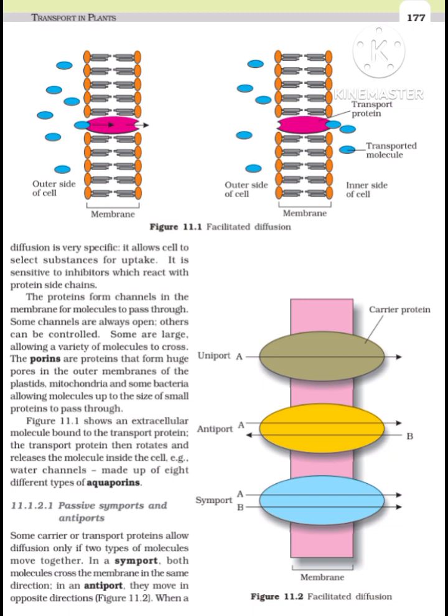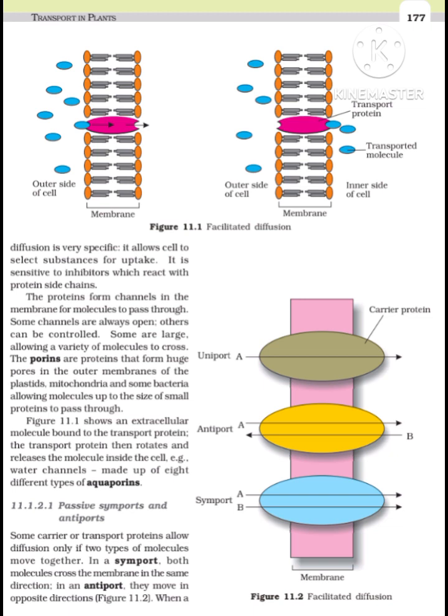The porins are proteins that form large pores in the outer membranes of the plastids, mitochondria, and some bacteria, allowing molecules up to the size of small proteins to pass through. Figure 11.1 shows an extracellular molecule bound to the transport protein. The transport protein then rotates and releases the molecule inside the cell. Example: water channels, made up of 8 different types of aquaporins.